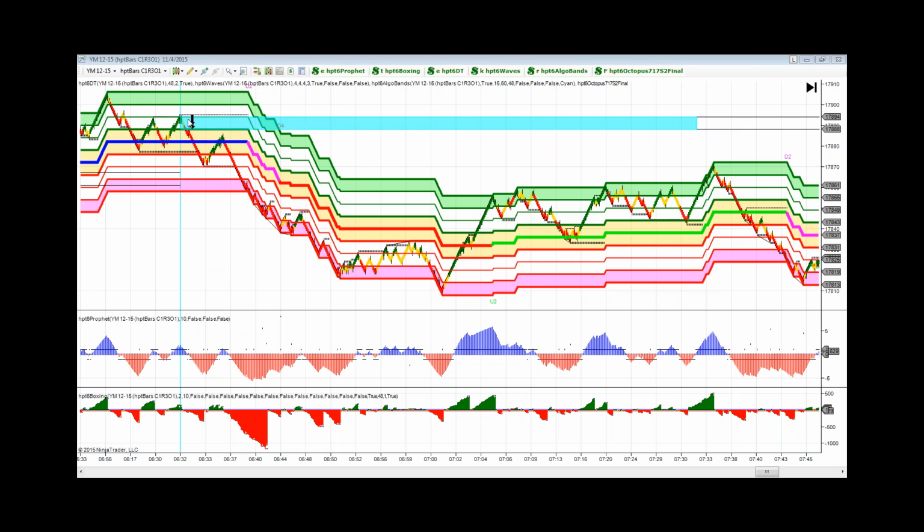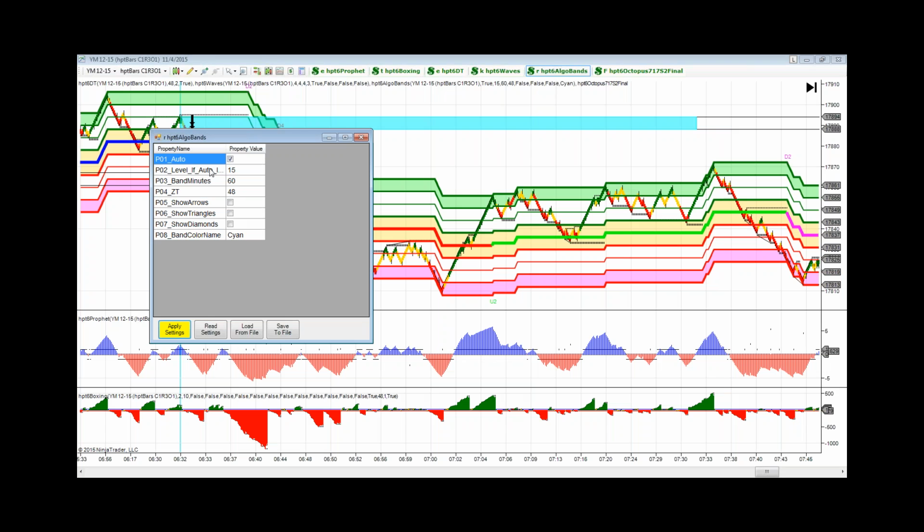Now notice what I have up here. I put the HPT6 Algo bands indicator up. Just for some of you to know, this is defaulted to automatically find the algo bands. And so we're going to run the automatic one right now. Later on I can show, time permitting, how to go to manual, but automatically it will find the levels that the institutions are using and then draw the band.